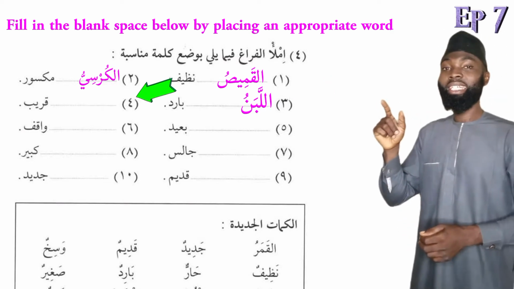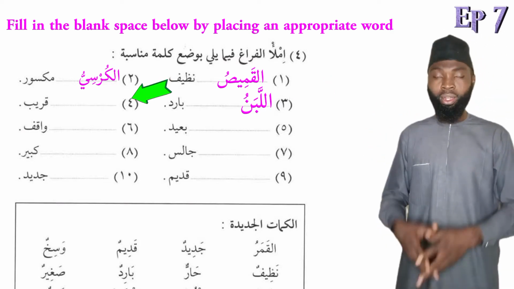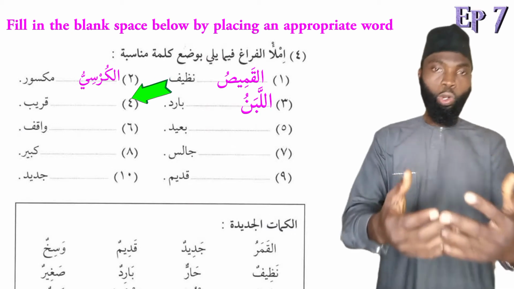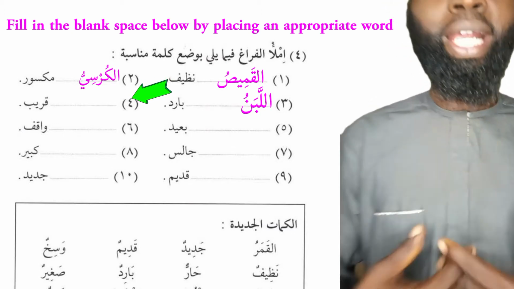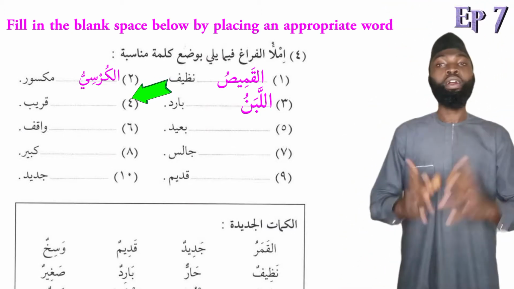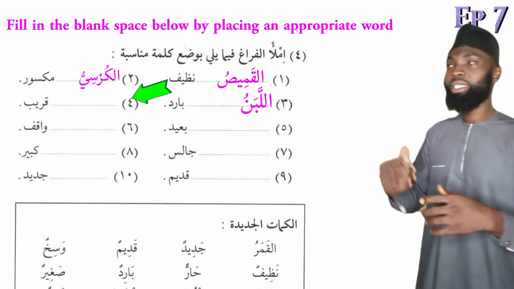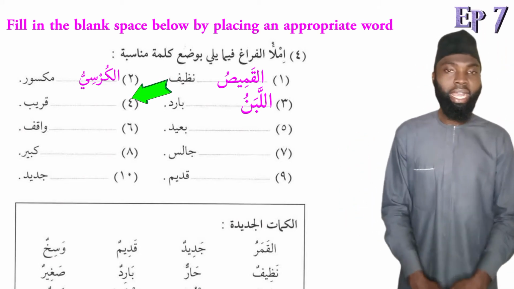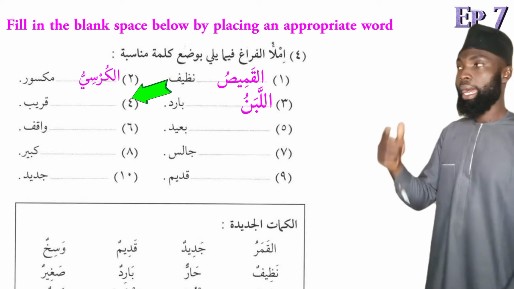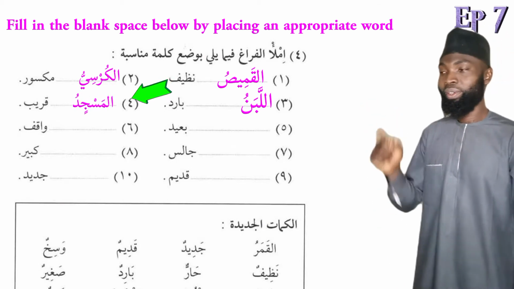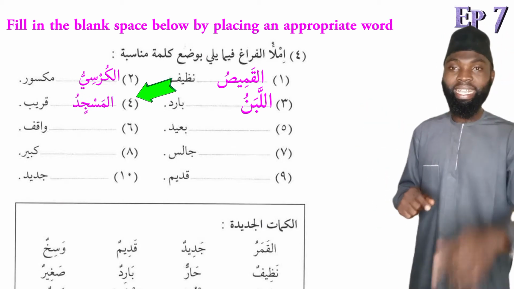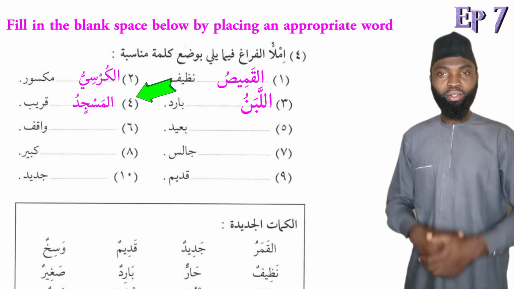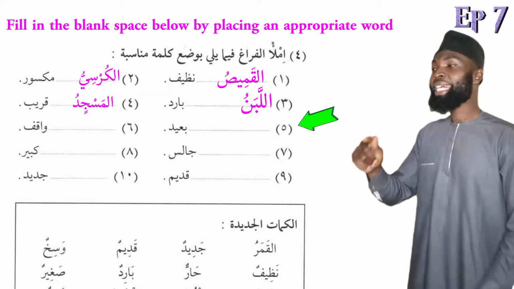We can see here qaribun. What is qaribun? Qaribun means near. So dash is qaribun. What is near? We can simply say al-masjidu qaribun. The mosque is near. MashaAllah.